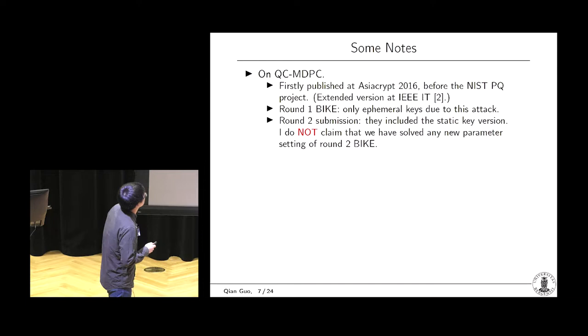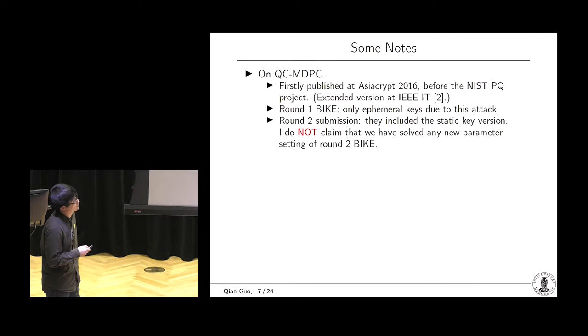Our attack on QC-MDPC was first published at Asiacrypt 2016. It was before the NIST PQ project. For QC-MDPC, they have a proposal called BIKE, and in the first round they only proposed ephemeral keys due to this attack. In the round two submission, they also included the static key. Here, I do not claim that we have solved any new instance of round two BIKE, which is something important to make clear.